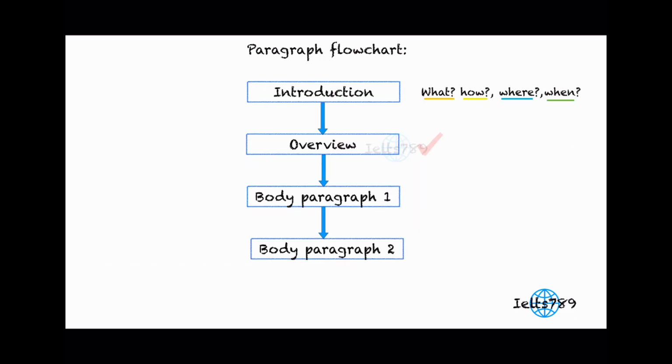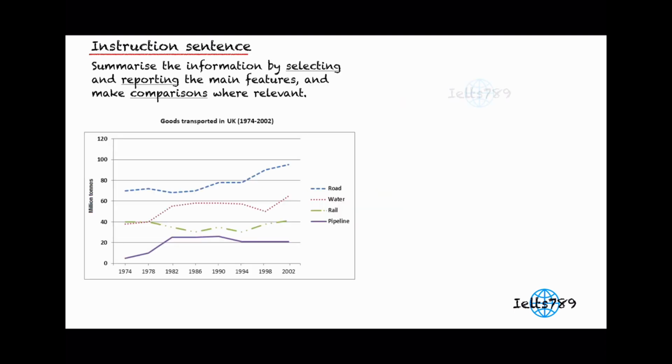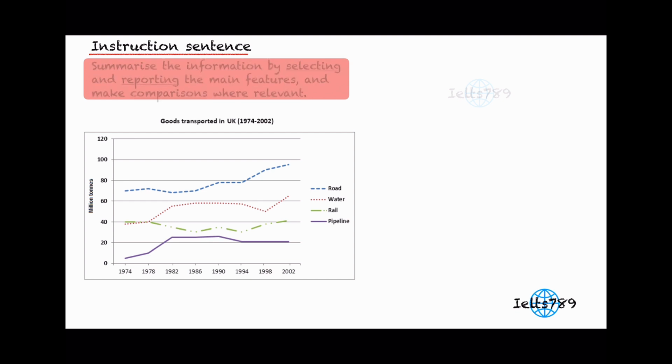Next, we write our overview, and for this, we focus on the instruction sentence. Note that for any task 1, regardless of the visual representation, the instruction sentence will always be the same. Summarize the information by selecting and reporting the main features and make comparisons where relevant. Carefully following this instruction leads to writing a clear overview.